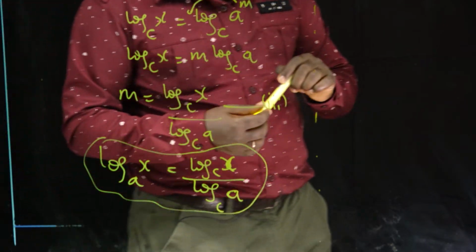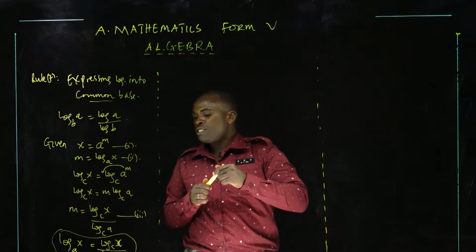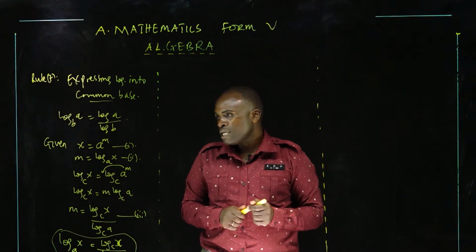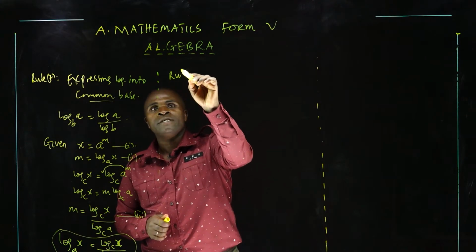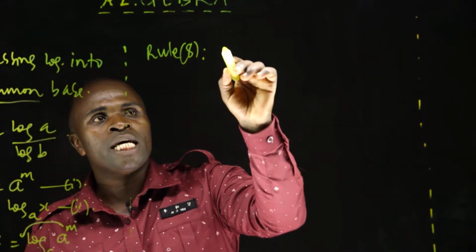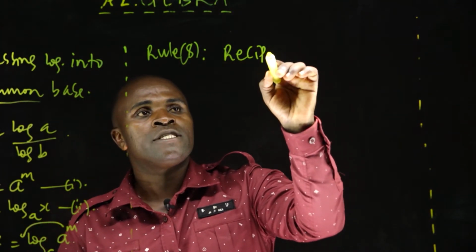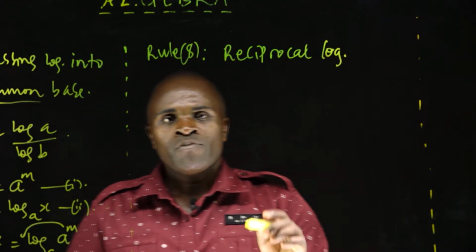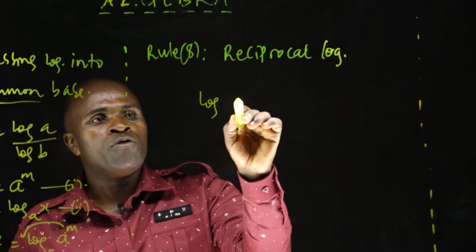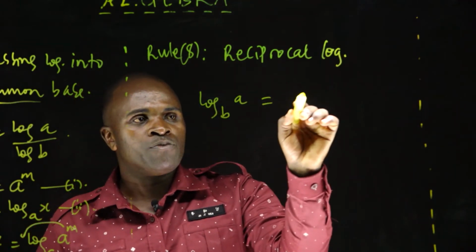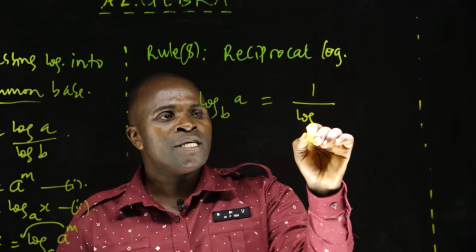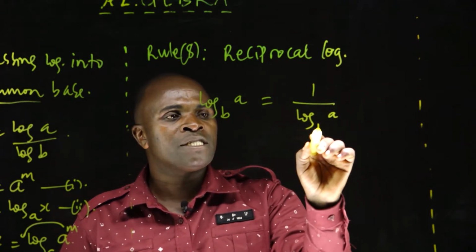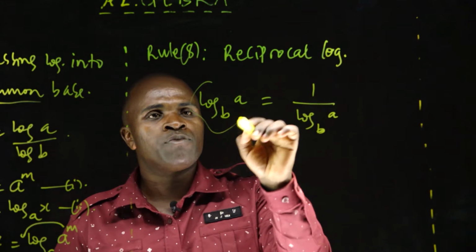Very important. Let us switch to another rule, and then I'll pose some good questions which will summarize all the rules together. Let's look now at rule number 8. This one we call reciprocal logarithms. It says when you have logarithm of a base b and you reciprocate, putting 1 over it, the base will appear as the number, and the number will appear as the base. This is the rule called reciprocal logarithms.